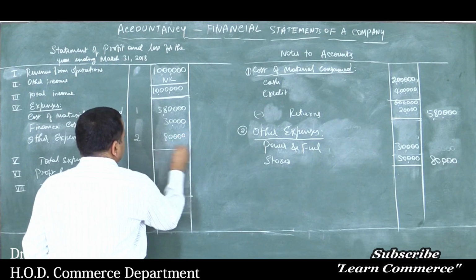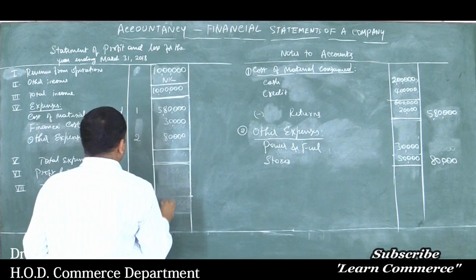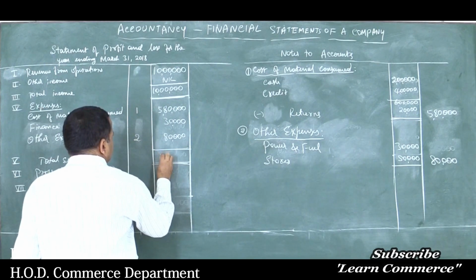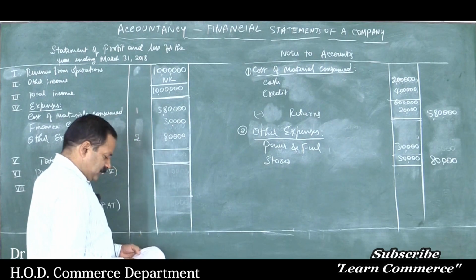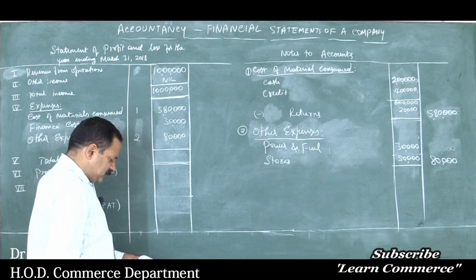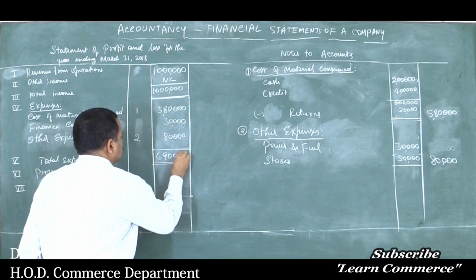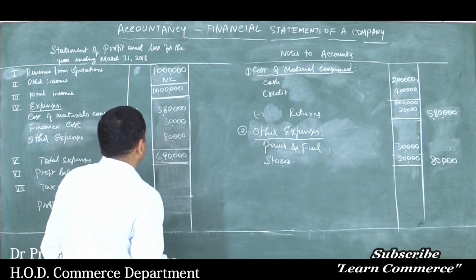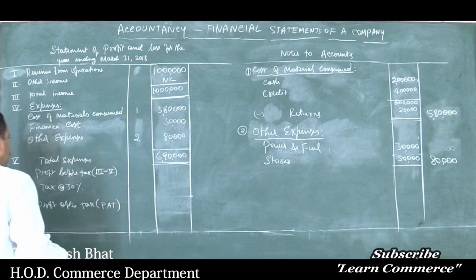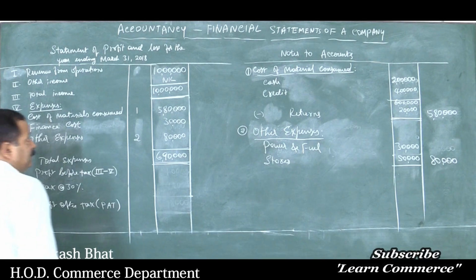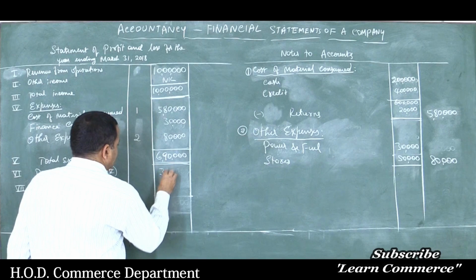Now take the total of all the expenses together. It comes to 6,90,000. Yes, it is total expenses. Now, profit before tax, 3 minus 5, correct. How much will it be? Profit before tax is 3,10,000.